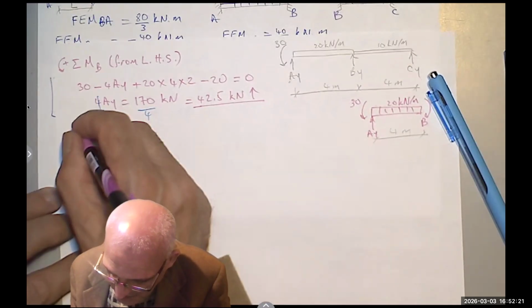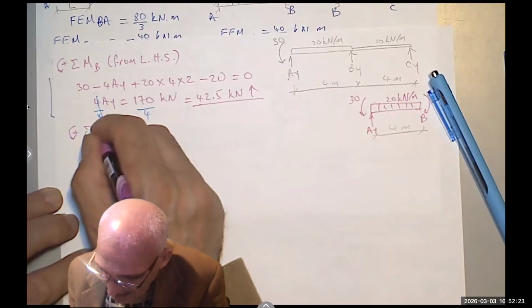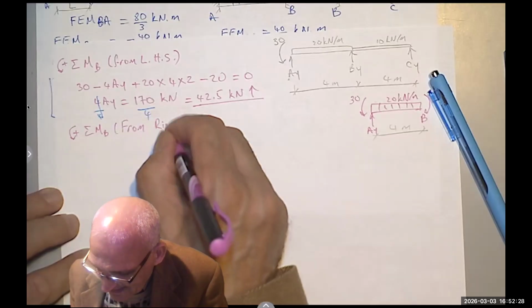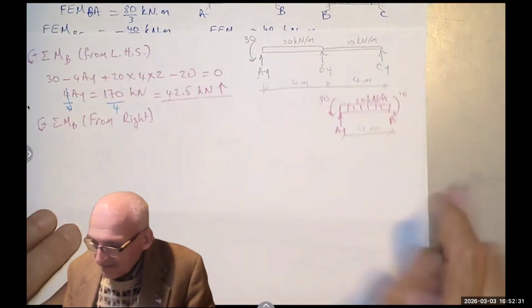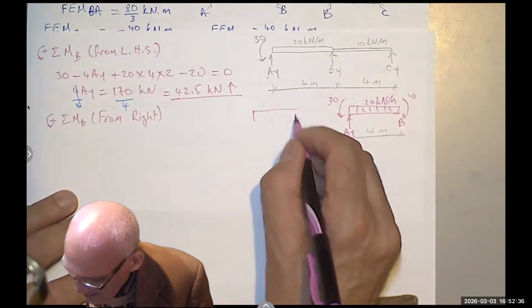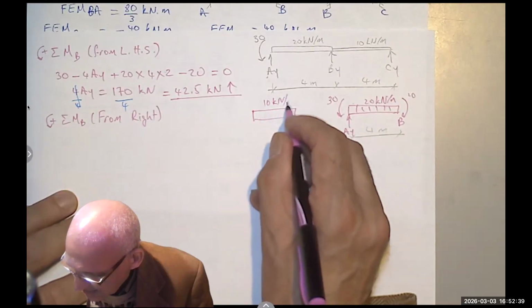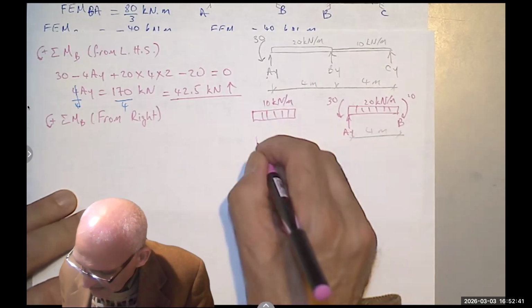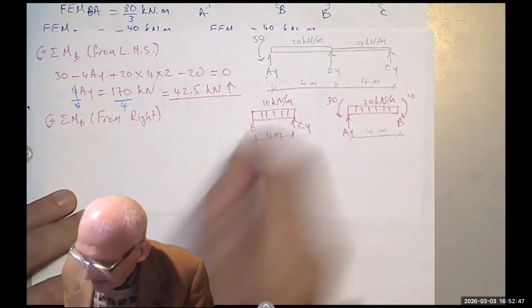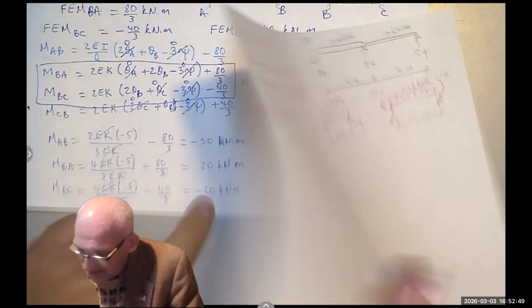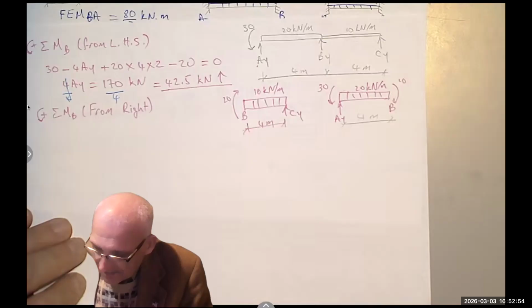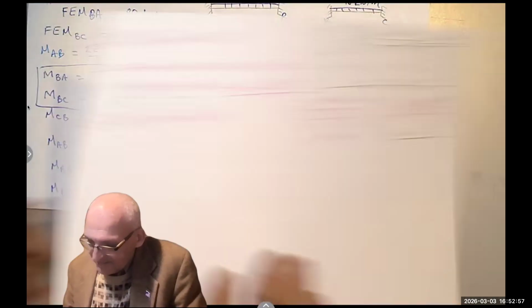I can take the summation of the moment about B, but this time from the right, right? So again, here it is, 10 kilonewton per meter. This is 4 meter. This is CY. This is point B. And the moments. The moment here is negative, meaning it's going clockwise. So I will consider it positive. This one is positive 10.